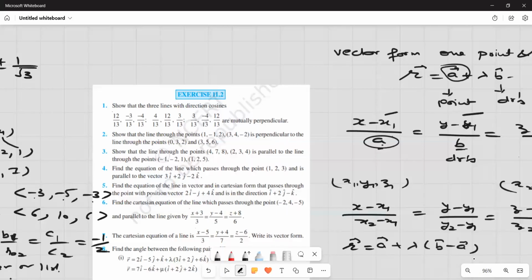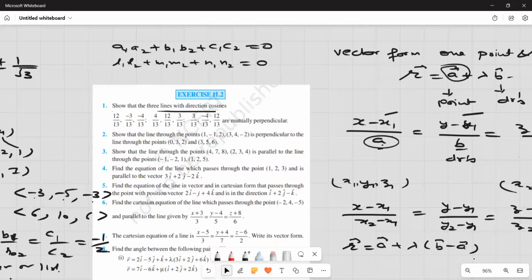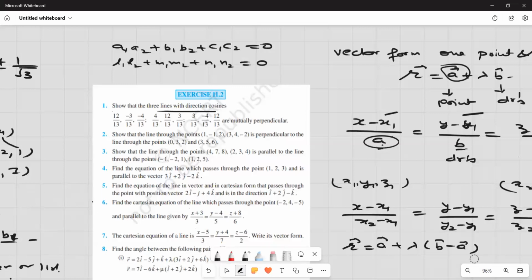Show that the 3 lines with direction cosines are mutually perpendicular. The condition for mutually perpendicular is a1a2 + b1b2 + c1c2 = 0 for DRs, and l1l2 + m1m2 + n1n2 = 0 for DCs. So now let us check whether they are perpendicular or not. Multiply them, DRs of the 3 lines.